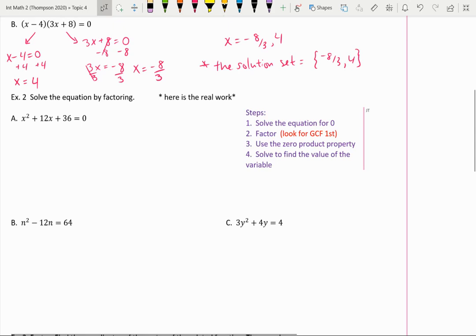So I've got an equation, and I'm going to solve the equation by factoring. The steps are overwritten in purple here. Step 1, I need to rearrange this equation and solve it for 0 first. So what that's talking about is look at A compared to B and C. A is already solved for 0. B is equal to 64 and C is equal to 4. So those are not solved for 0. So I have to do some rearranging on those.